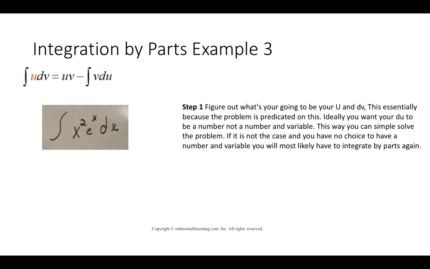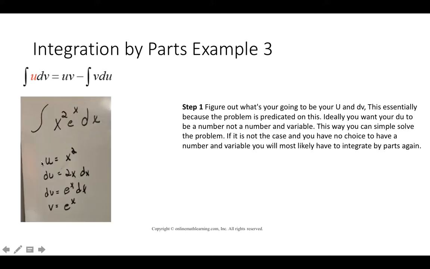I know it sounds kind of confusing, but just follow along slowly and I'll explain it. First things first, we want to figure out what our u and dv are. I'm going to pick x squared as my u, and I'll pick e to the x power as my dv.